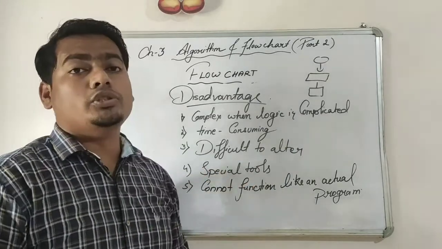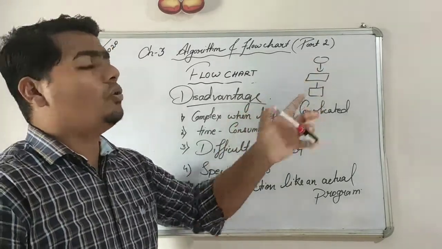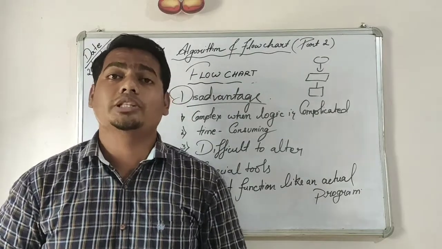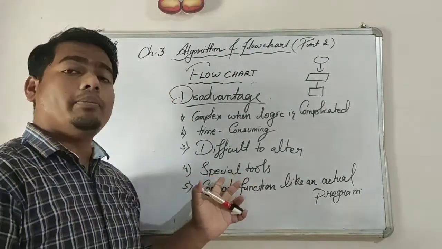Fourth one, special tools. To draw all these shapes, you have to use special tools, for example a rounder, a scale, like that. So this is also one type of disadvantage.